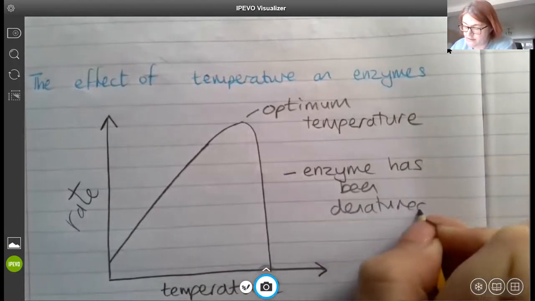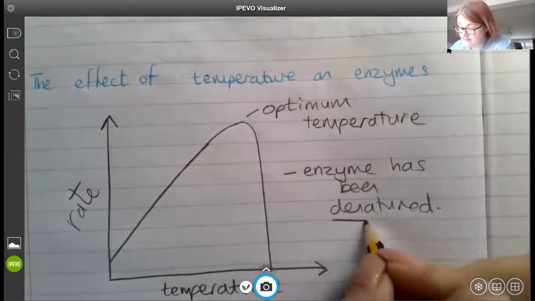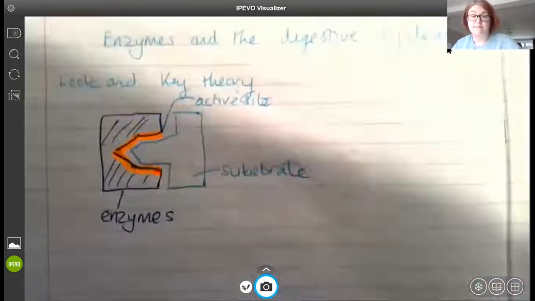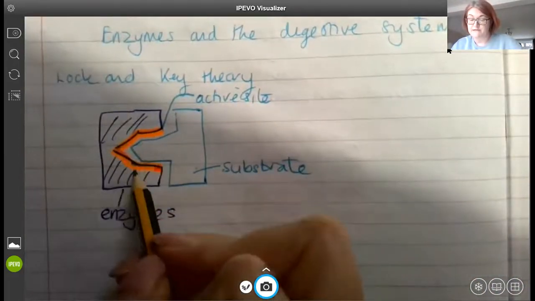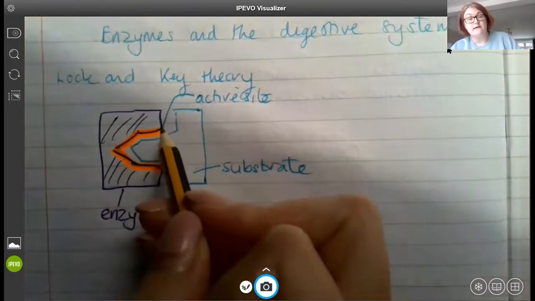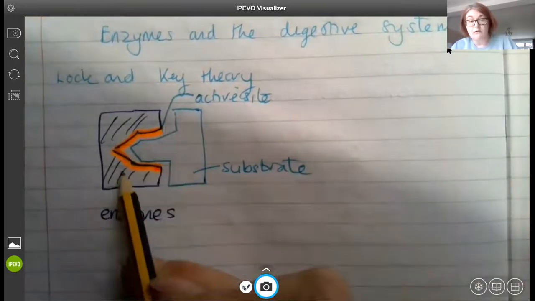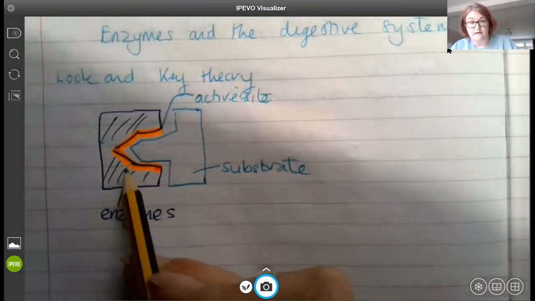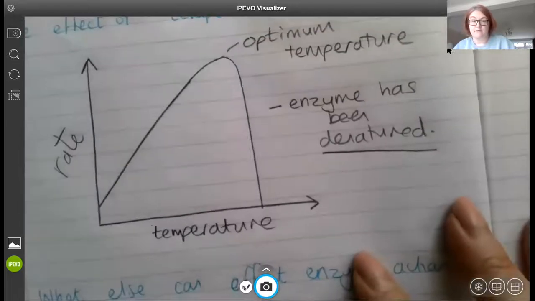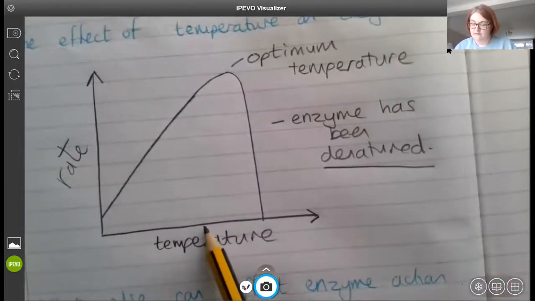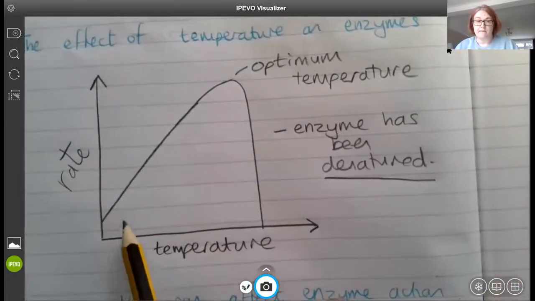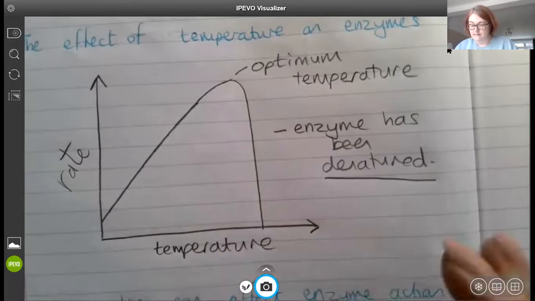And you should know that when an enzyme's been denatured, that means that its active site, so this shape here, its active site has changed, so the substrate no longer fits inside the enzyme. So we've got a quick sketch there of what happens to the rate when we increase the temperature.